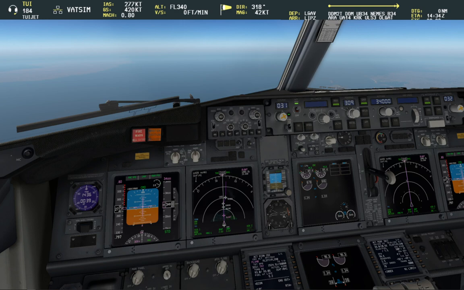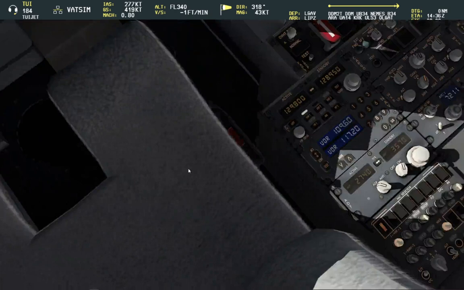Hello, CSA 256, fly direct Kilo, Romeo Kilo, and climb flight level 320. Direct Kilo, Romeo Kilo, climb flight level 320, thank you, CSA 256. So, is there ATC ahead? So we will go to Unicom very soon. LAL 606, turn right heading 330.